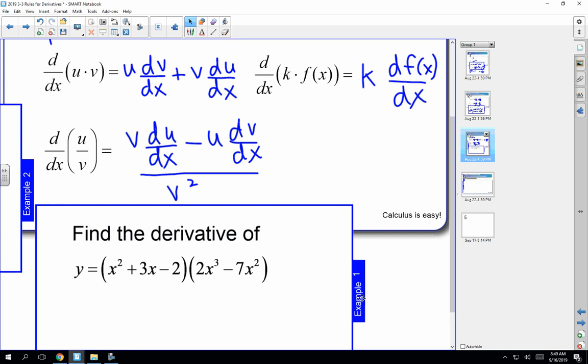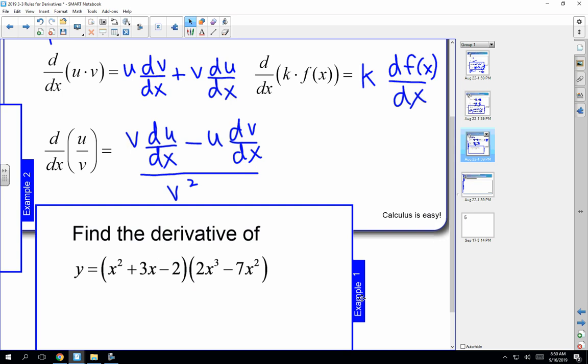All right, you're going to have some problems like this. So find the derivative of this thing. Now, there's a couple different ways you could approach this. One would be you could distribute and multiply it out, and then it would be just a matter of the power rule and then the sum or difference rule. You could do that. It's probably more efficient to go ahead and use the product rule on things like this, when you have one polynomial times another.